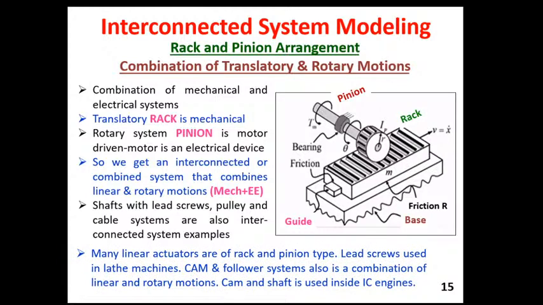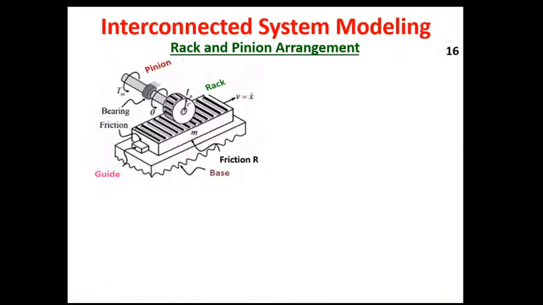Many linear actuators are of rack and pinion type. Lead screws are used in lathe machines. Camshaft and follower systems are also a combination of rotary and linear motions. Camshafts are used in IC engines. In an IC engine also there are a lot of parts where rotary motion is converted to linear, and linear motion is converted to rotary. So this is the basic understanding of the rack and pinion arrangement, and we have to remember that we have to convert a rotary motion into a linear motion, and we have to do the energy balance equation, so that we find the system model, and the system model will be first order.